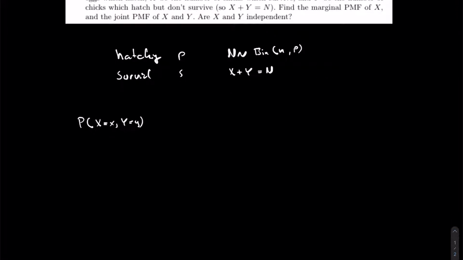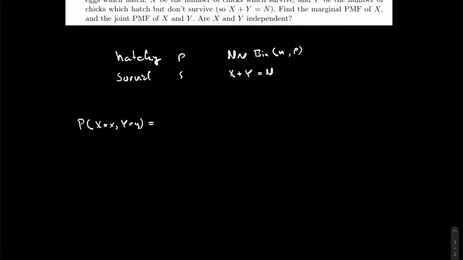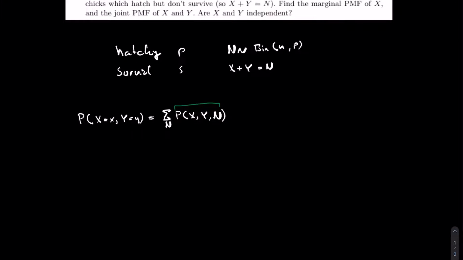The easiest here, since we know that there are 3 random variables in the system, is to marginalize over the joint of x, y, and n. We're going to marginalize over n, so all cases of n, from 0 to n. We also know that this joint we can condition on n, by Bayes' rule. So let's write that out.